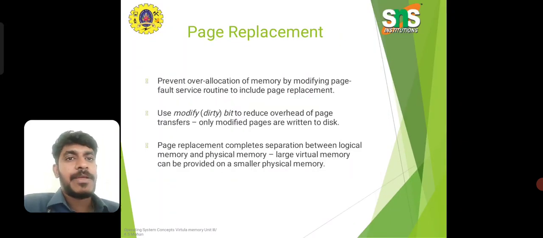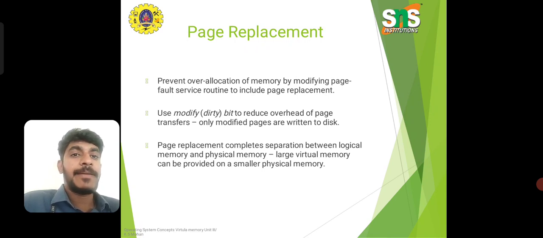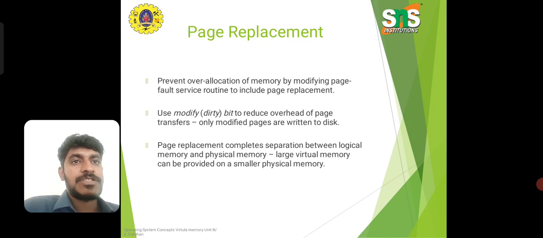Next we continue with page replacement. We can prevent over-allocation of memory by modifying the page fault service routine to include page replacement. Use a modify or dirty bit to reduce the overhead of page transfer, so only modified pages are written to disk. Page replacement completes the separation between logical memory and physical memory. A large virtual memory can be provided on a smaller physical memory.